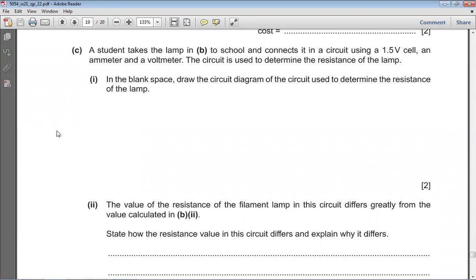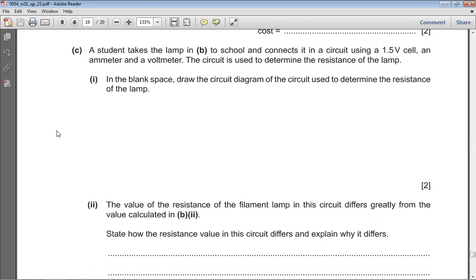A student takes the lamp in the B to school and connects it to a circuit using a 1.5 volt cell, an ammeter and a voltmeter. The circuit is used to determine the resistance of the lamp. In the blank space, draw the circuit diagram of the circuit used to determine the resistance of the lamp. It's a very, very famous question. You have to draw the circuit so that you can find the resistance of a lamp or a resistance of a wire or a resistance of a fixed resistor.